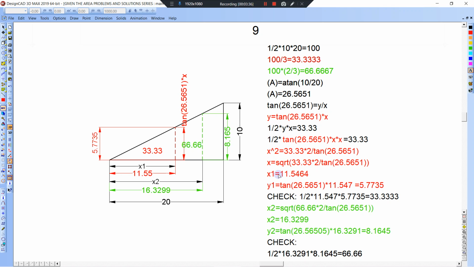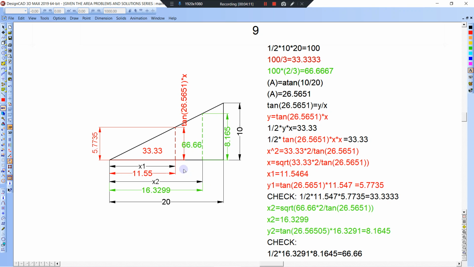So now that we've solved for x, x1 is equal to 11.5464. And we've done that there. And then to solve for y, we already know that it's tangent of 26.5651 times x. So tangent of 26.5651 times 11.55 will equal 5.7735. And that's the dimension that we've got right there. That's how you solve for that.